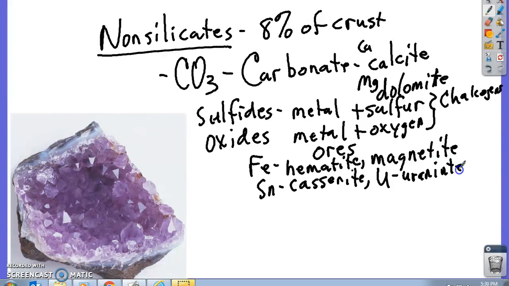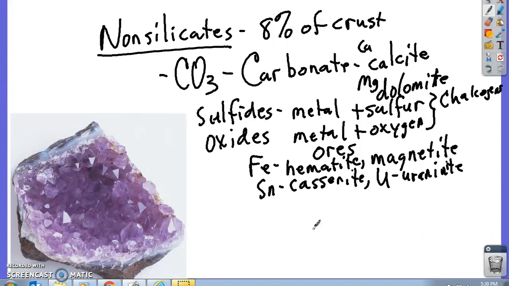Uraninite. All right, I misspelled that. Should be a T in there. Sorry. Uraninite is the mineral we get uranium from. And manganese is pyrolusite. Okay, chromium is chromite, and you get the idea.